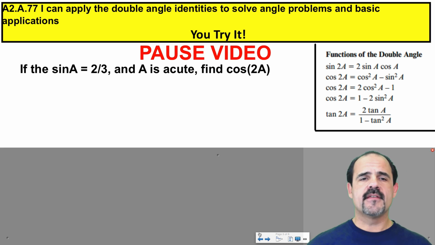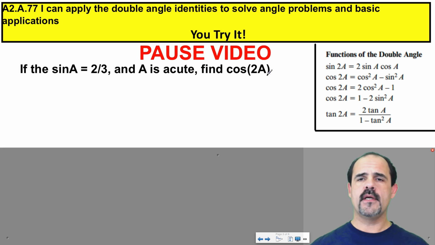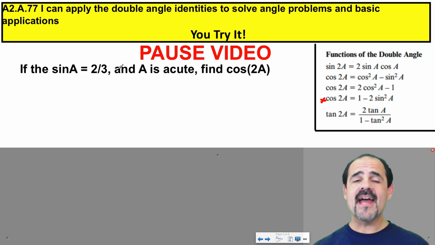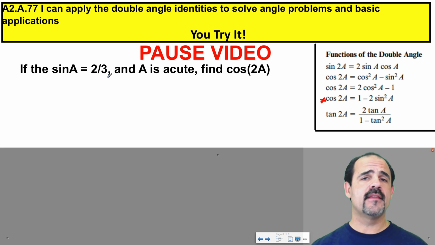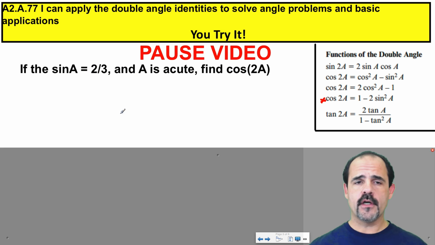So, if the sine is 2/3 and a is acute, find the cosine of 2a. Okay, so the cosine of 2a, well, they give us the sine again, right? So we have to use this one again. Okay? Now we couldn't find the cosine by thinking of our unit circle numbers. We'd have to use a Pythagorean identity or something like that. But luckily we have the sine, not the cosine, so we're good to go.